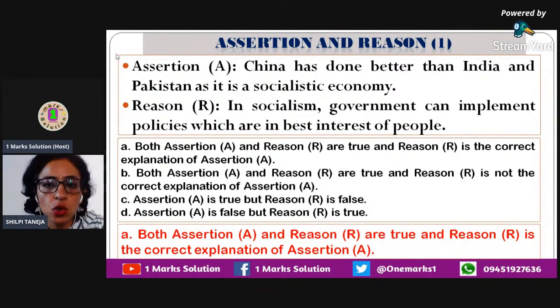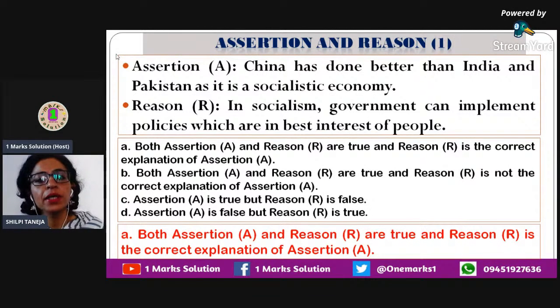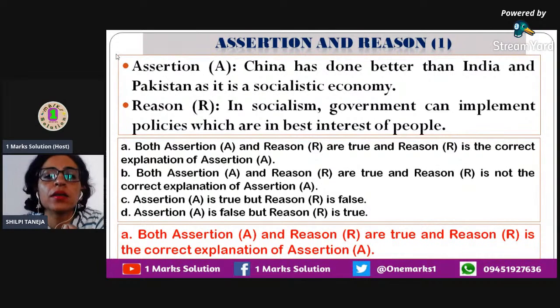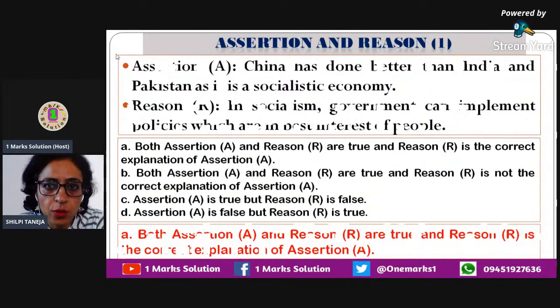Reason says in socialism, government can implement policies which are in the best interest of people. You must be knowing that when government takes decisions, they always take the welfare of the people into consideration. है ना? So, reason is the correct explanation of assertion. So, we will go for option A in this question.